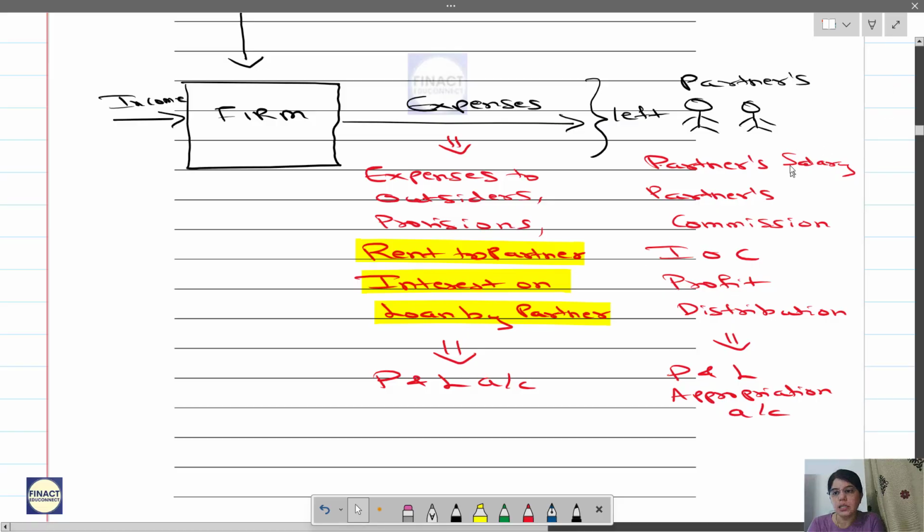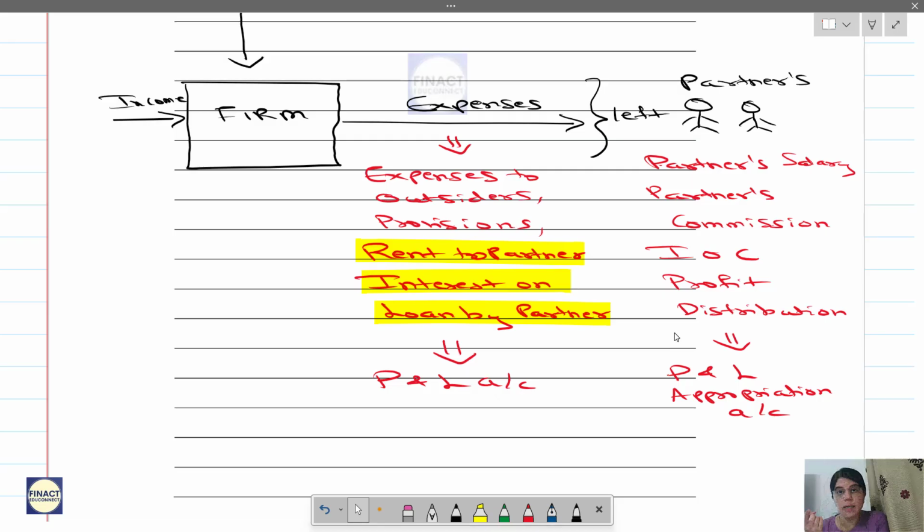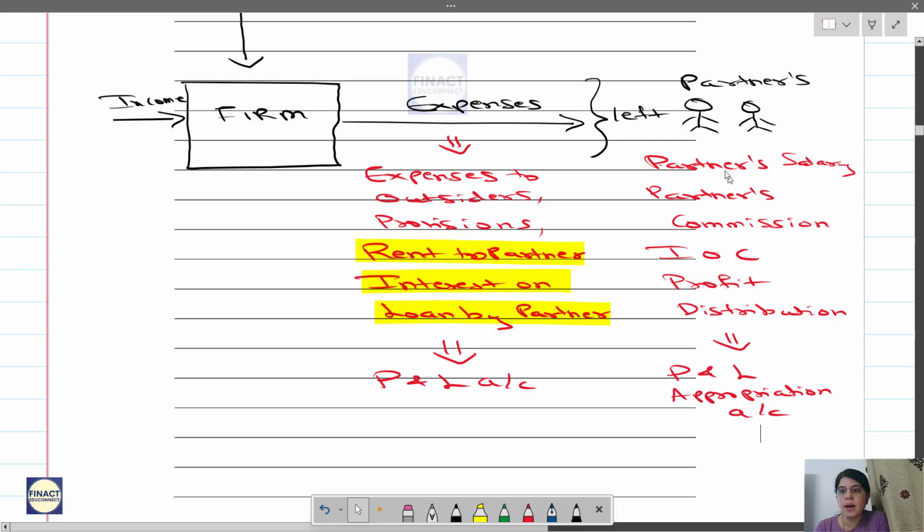Whereas all this is like expenses. They are not actual expenses. But for applying debit credit rules, they will be treated similar to expenses only. So from the firm's point of view, it is a distribution of the profit. If there is no sufficient profit, then we won't be giving any partner salary.